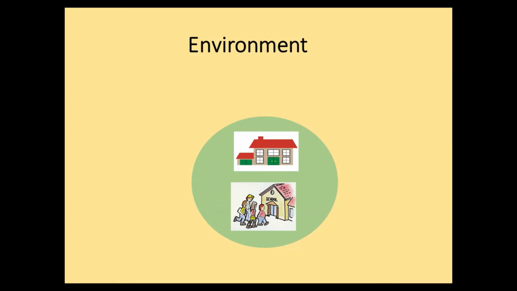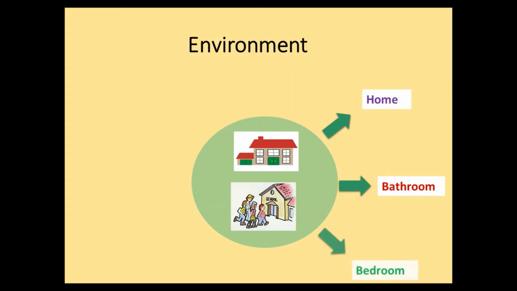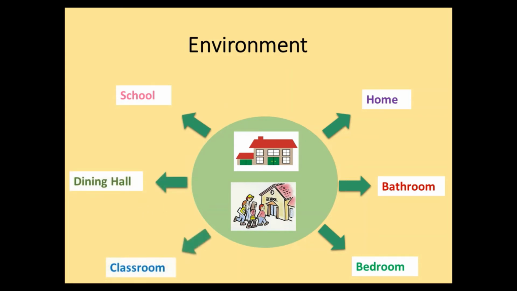Next, we can look at the environment. This could be the home and include rooms such as the bathroom or bedroom. It can also include your child's school environment, such as the dining hall or the classroom. When thinking of the environment, it is important to think about the layout of the room, the amount of clutter, smells, surfaces, textures, lights, and whatever else is going on in that environment. Are there lots of people? Is the television on in the background?